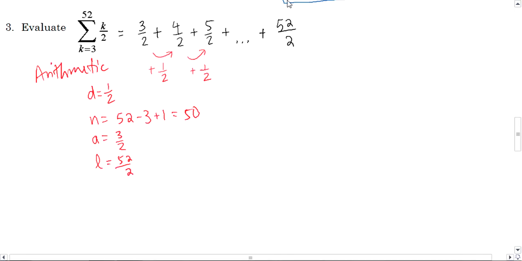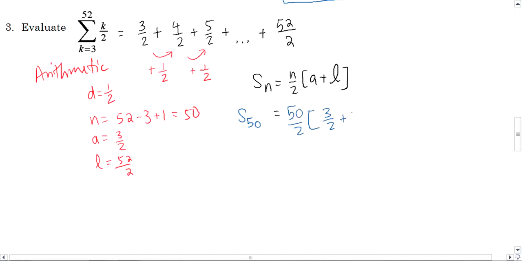So let's do it. Okay, so we're going to use this formula again. So S50, I meant S50. S50 is equal to 50 over 2 times the first term, 3 over 2, plus the last term, 52 over 2. Okay, when you do all this math, you should get 1,375 over 2, or if you put it as a decimal, 687.5.